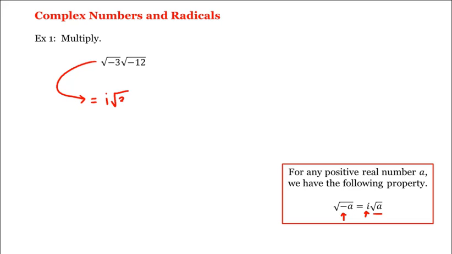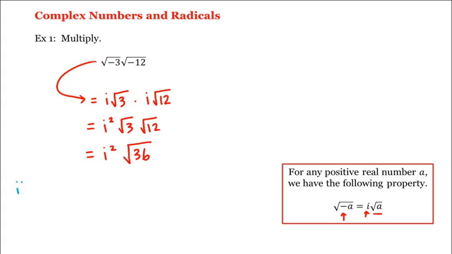i times the square root of 3 times i times the square root of 12. And then combining the i's, we have i squared times the square root of 3 times the square root of 12. And now combining the radicals, we have i squared times the square root of 36.